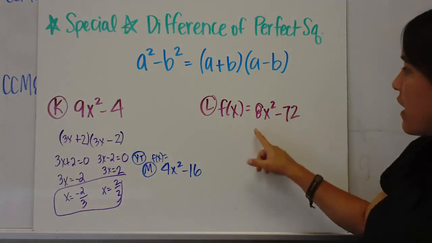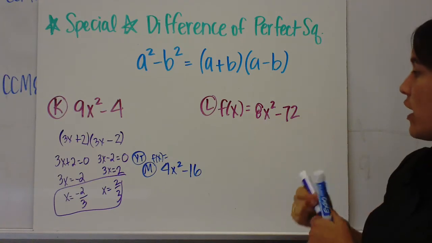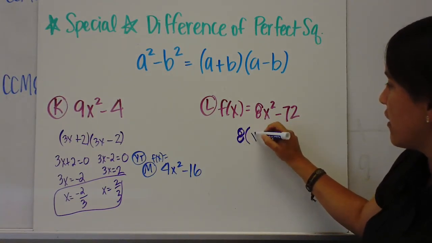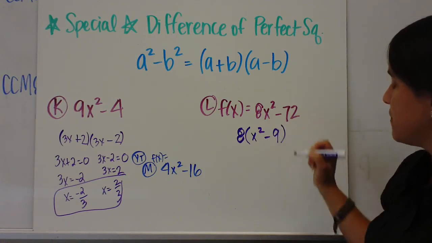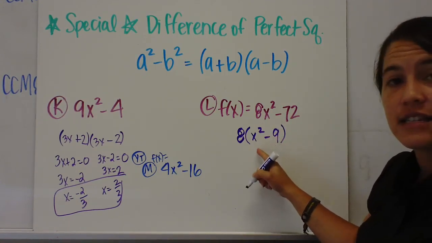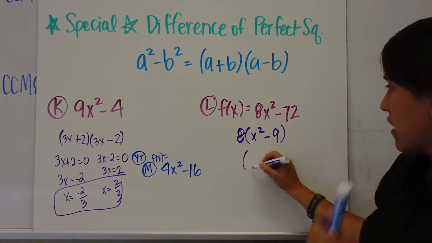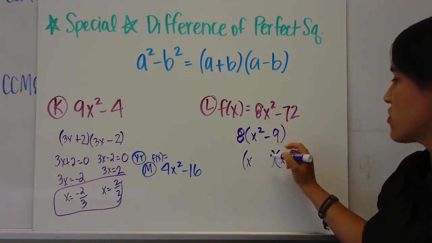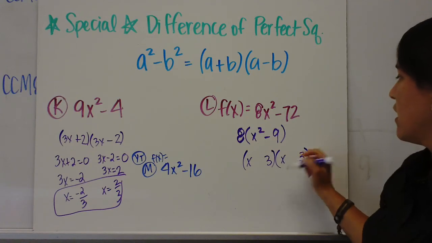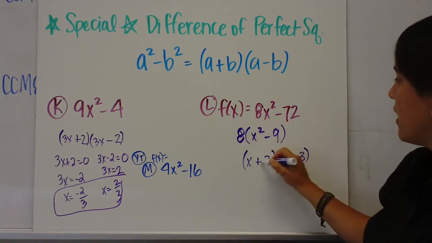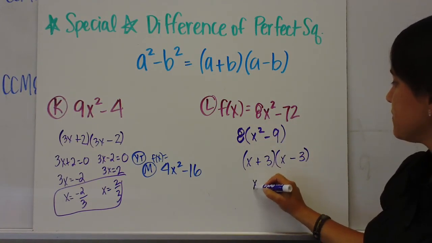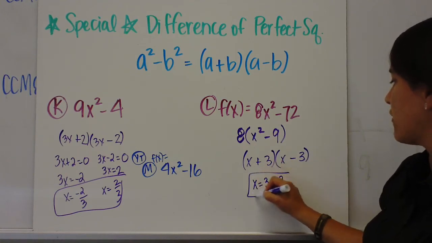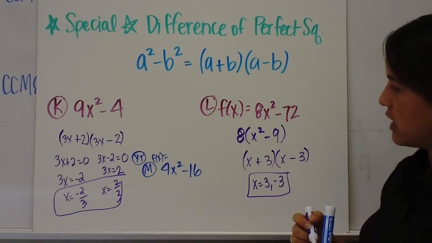Let me show you this one. We have a difference of perfect squares, but first we need to factor out an 8. Remember, we factor out an 8, and we get x squared minus 9. Then this is a difference of perfect squares. So we know we're going to have an x, square root of 9 is 3, and because of our rule, we're going to have one positive, one negative, which means x is going to be 3 or negative 3 for your solution.